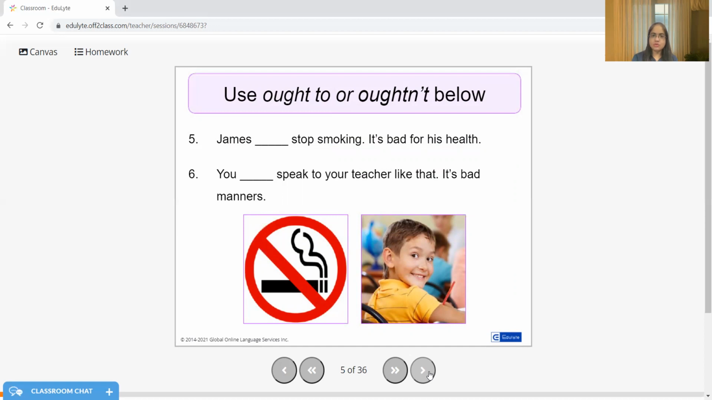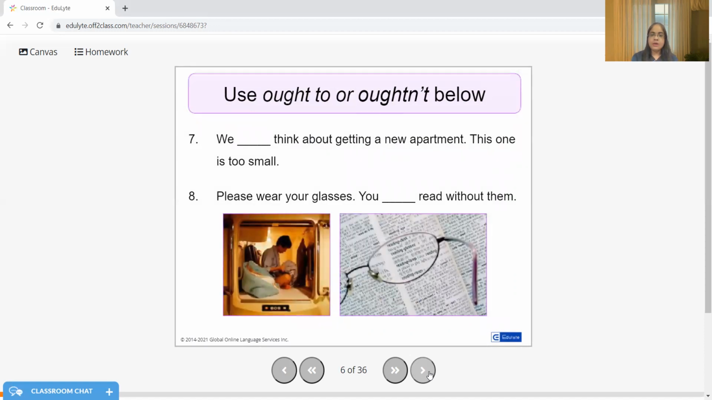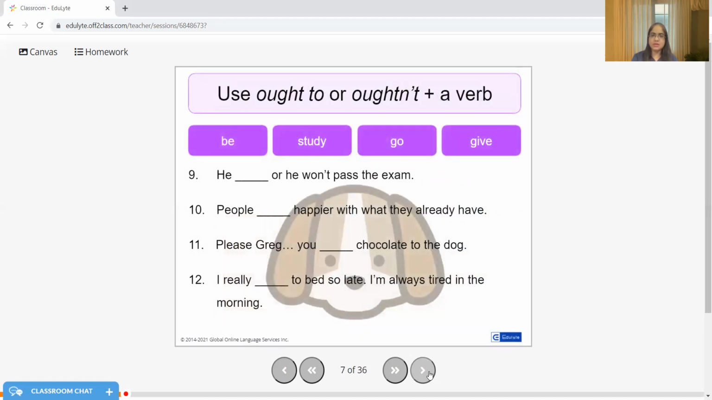Now here we can make the sentences like this. James ought to stop smoking. You ought not to speak to your teacher like that. It is bad manners. We ought to think about getting a new apartment. Please wear your glasses. You ought not to read without them. So I'm talking about some responsibility, duty, or maybe something which is very much required for that situation.